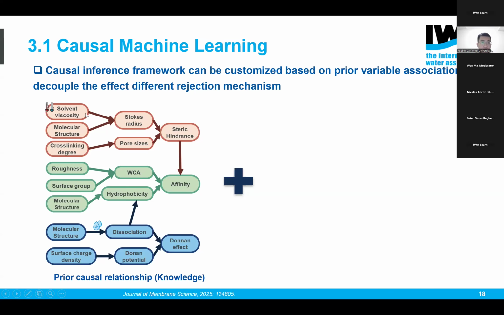It shows how solvent viscosity impacts the steric hindrance, and then the rejection of OMPs, and also how the roughness and the surface group affect the water contact angle of the membrane. Then it impacts the affinity between the membrane and micropollutants. So this is knowledge from the literature that there is a causal relationship between these complex features and the rejection of the micropollutant. But the problem is that we don't know the contribution of each pathway, or how large this contribution can be.